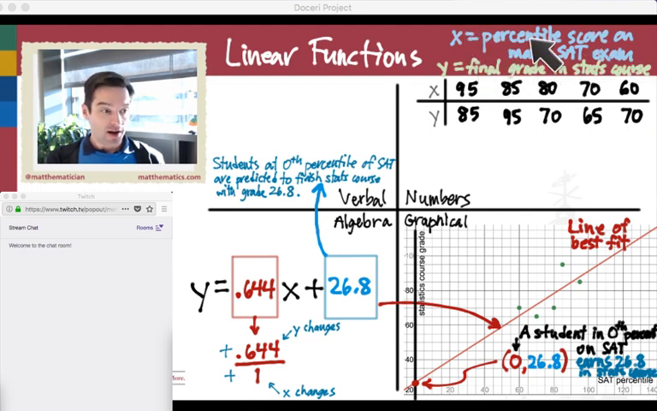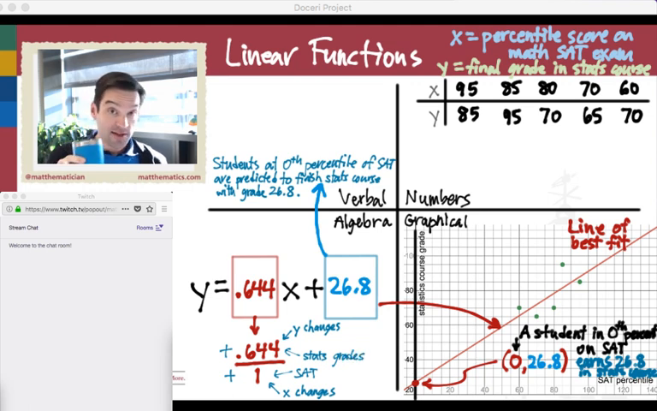the x changes are changes in percentile scores on Math SAT, and I'll just make a note to myself here. This is SATs, this is stats grades, and now I can write a sentence that tells me what that slope actually means in context. So let's get that down on the screen as well.